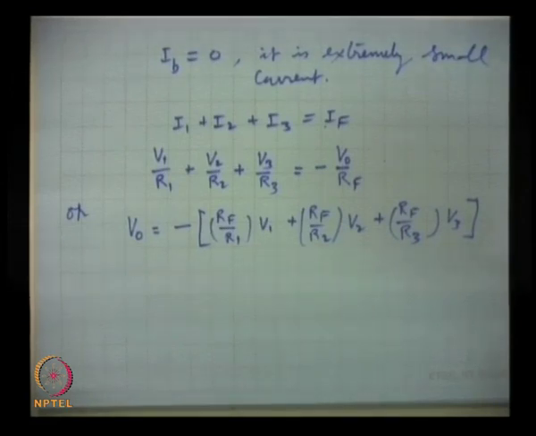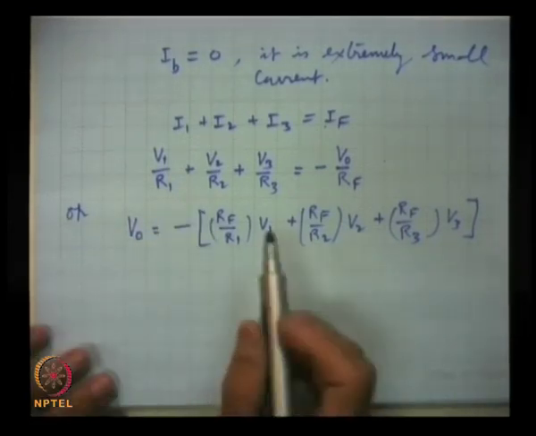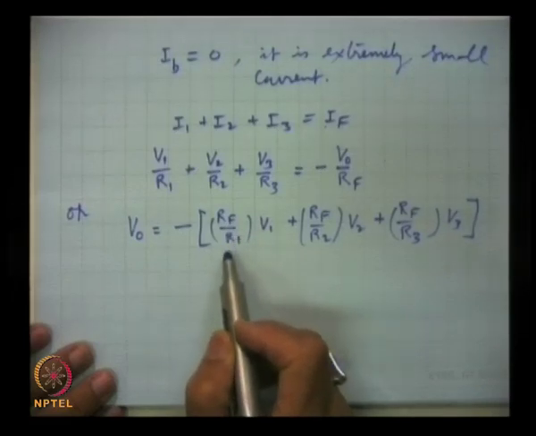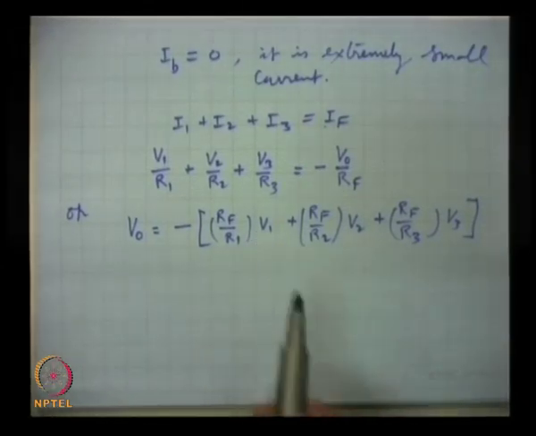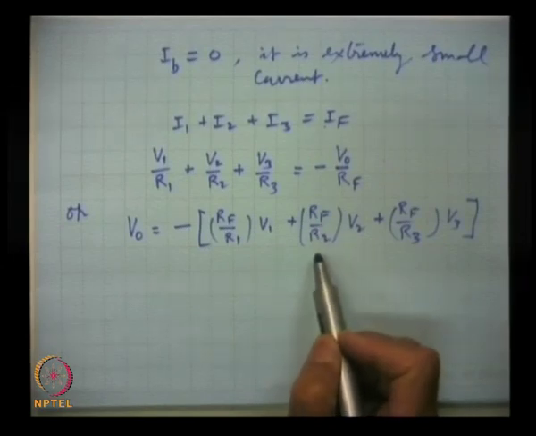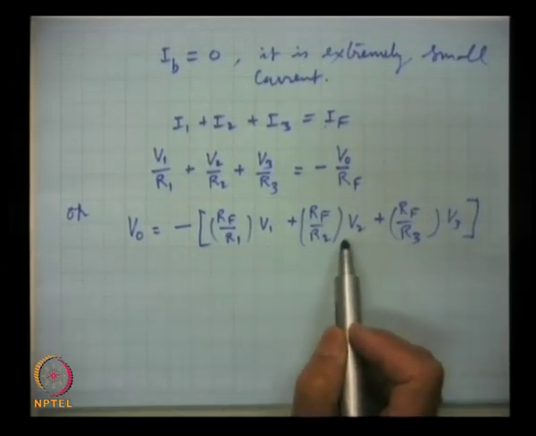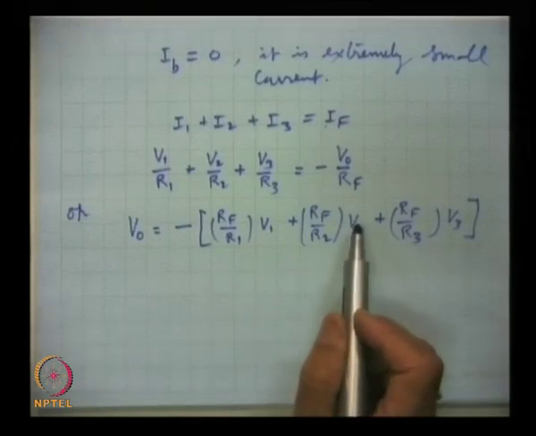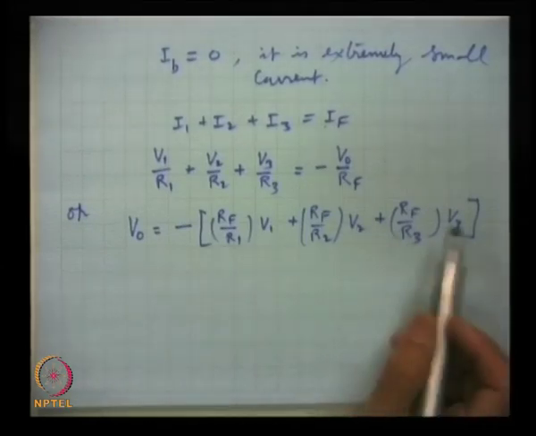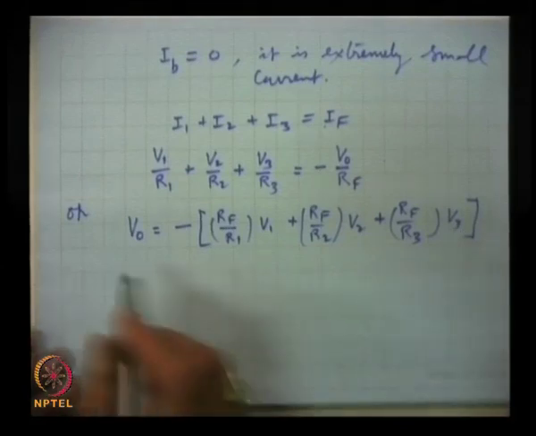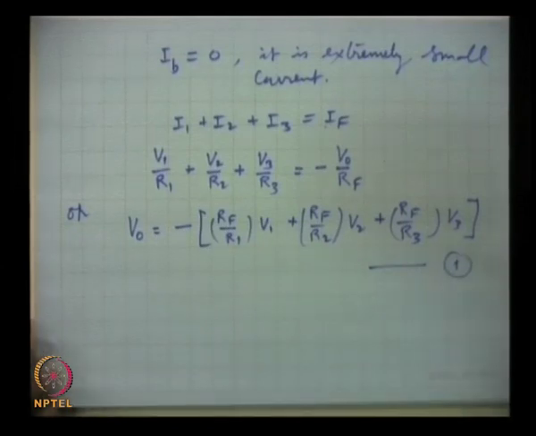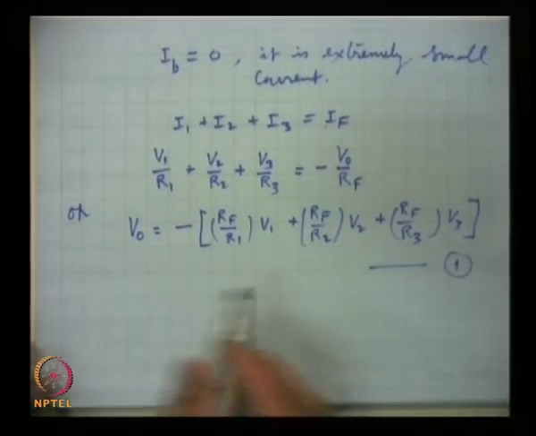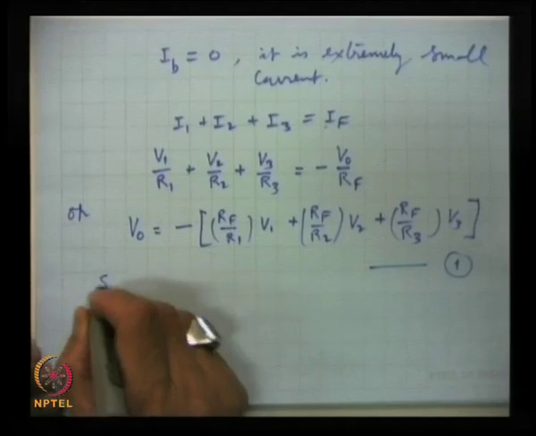And then, you recall that RF by R1 is the magnitude of the gain by which V1 will be amplified. Similarly, RF by R2 is the gain by which V2 will be amplified and it will appear at the output and so on. So, now from this basic equation, which we may call the first equation, we can go for the summing amplifier.